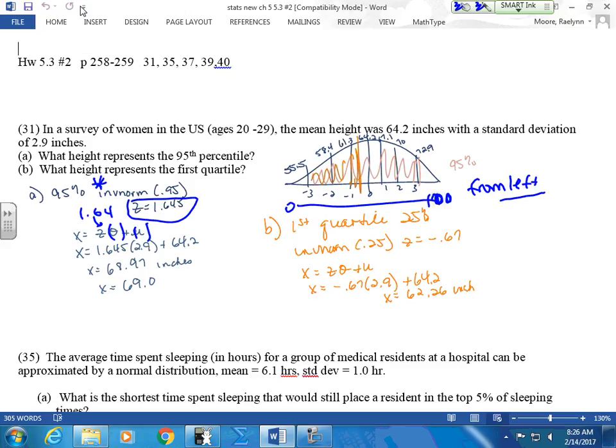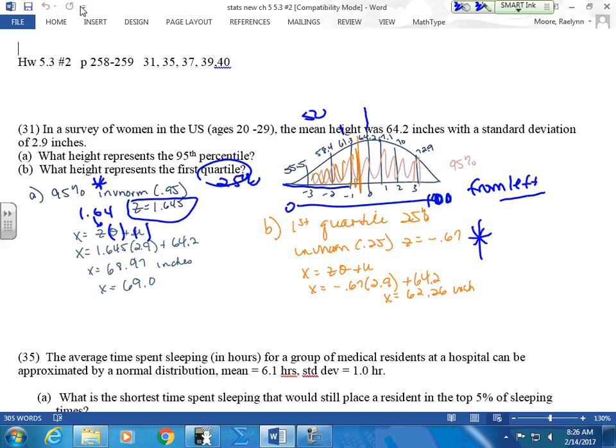If you're looking for the first quartile, well, how much is a quarter worth? 25 cents. So I want the first 25%. I want to come out 25%. This is 50 from here to here. I want to come out 25%. So I do an inverse norm and I find the z-score that corresponds to 25% coming from my left. This is the important part.